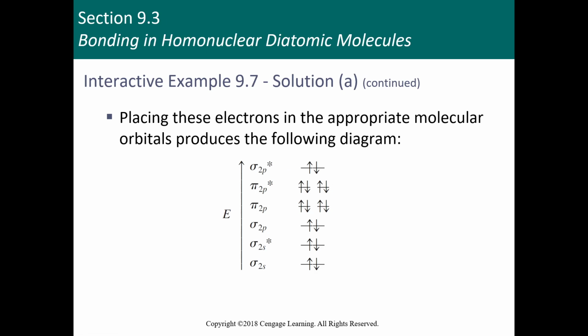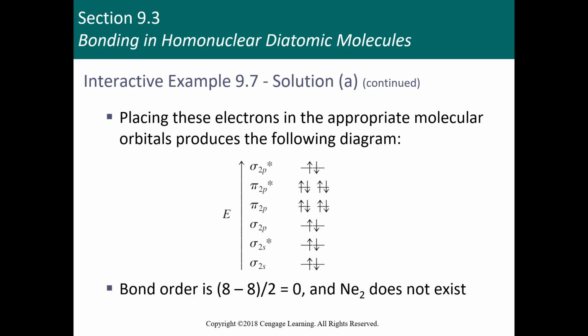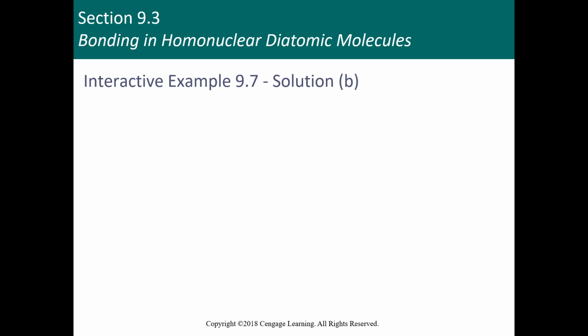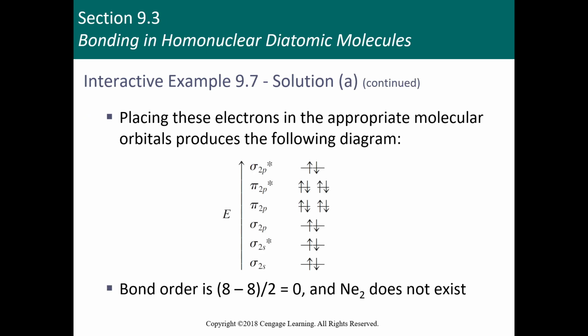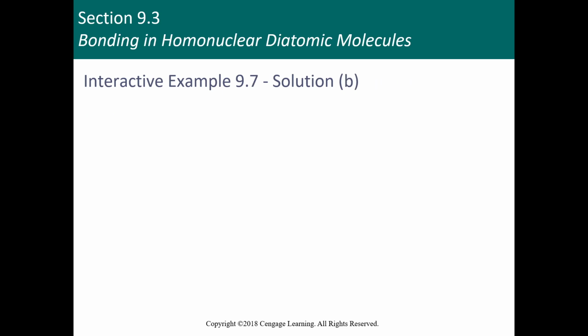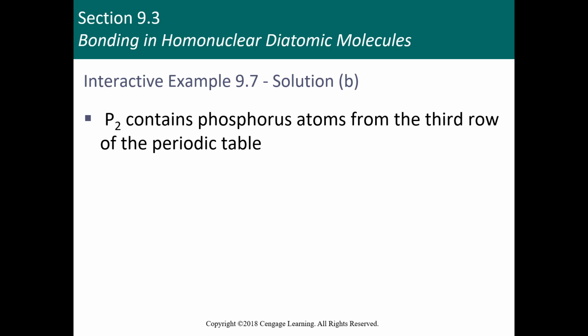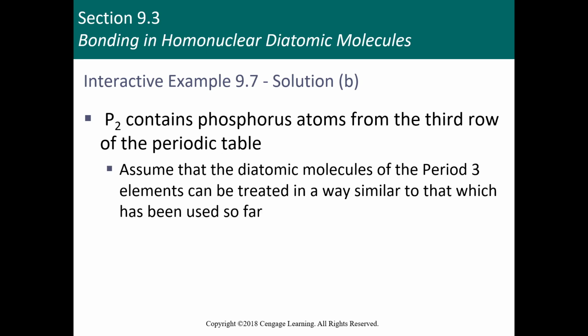So the final thing we have to look at is para versus diamagnetic. First off, Ne doesn't even bond. Ne2 doesn't exist. This is all kind of moot and beside the point. But everything's paired up, as you can see. So, P2 is going to contain your phosphorus atoms from the 3rd row of the periodic table. We do not have to worry about the d orbitals here because they don't have any electrons in them, so we can just ignore that.